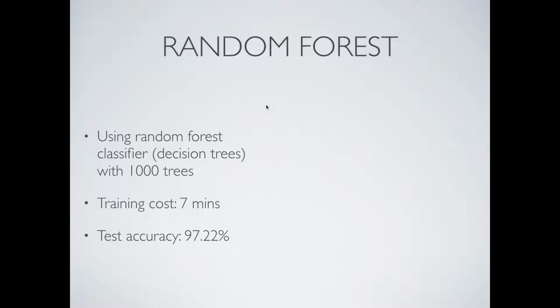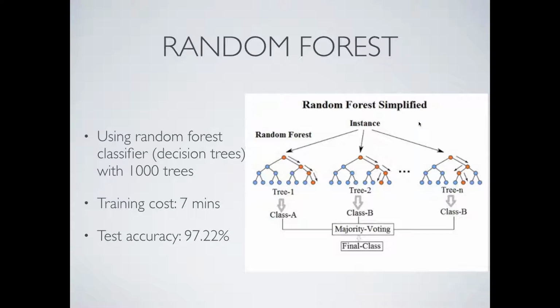Here's the next model I use, the random forest. Random forest is simply a collection of decision trees whose results are aggregated into one final result. It limits the overfitting as well as the error due to the bias of normal decision trees. I have 1,000 trees, which is the optimal that I came out with. I tried 5,000 as well, but the accuracy went down. The total training cost is 7 minutes.